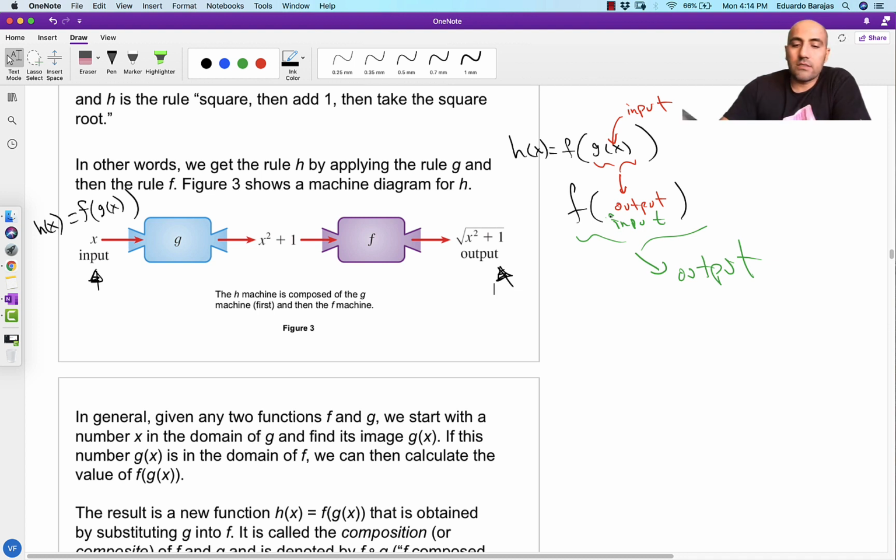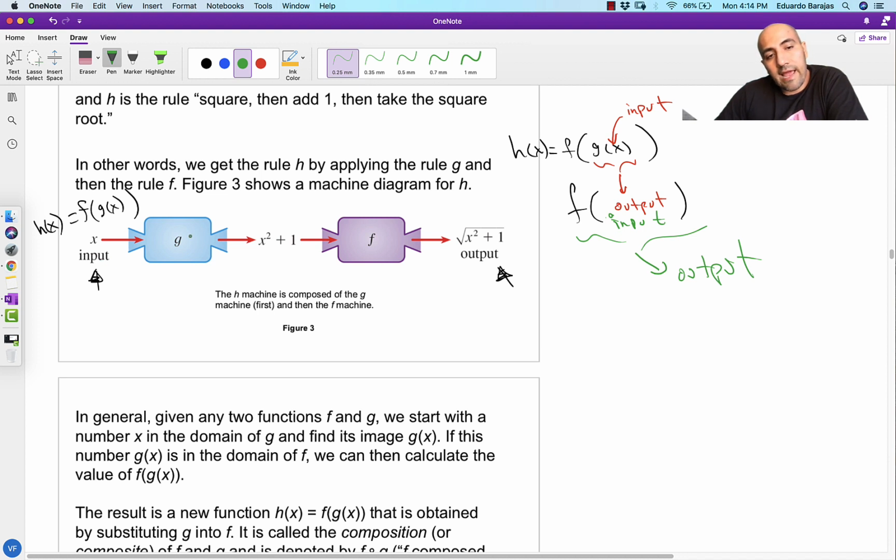In order for all this to work out, we need this to work out in two different places. First of all, when you choose an input, it has to be an input that's in the domain of g. That's number one. We can't choose a value that's outside of the domain of g, otherwise we'll get an undefined to begin with.